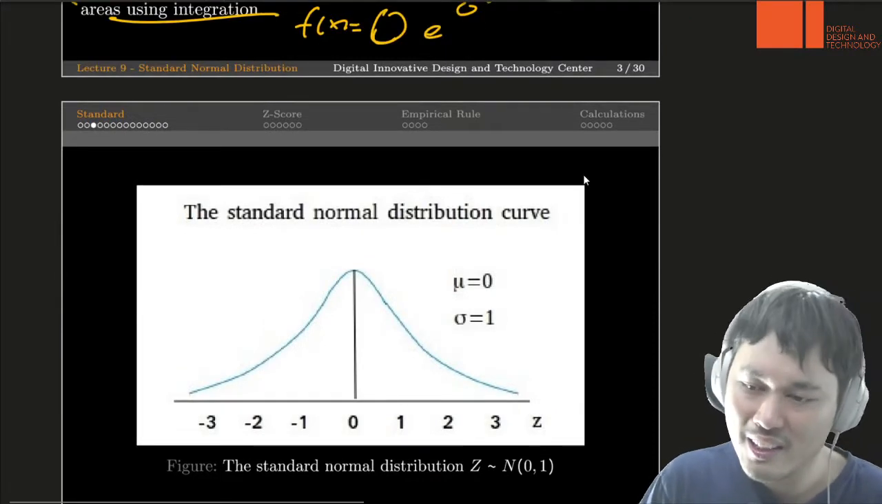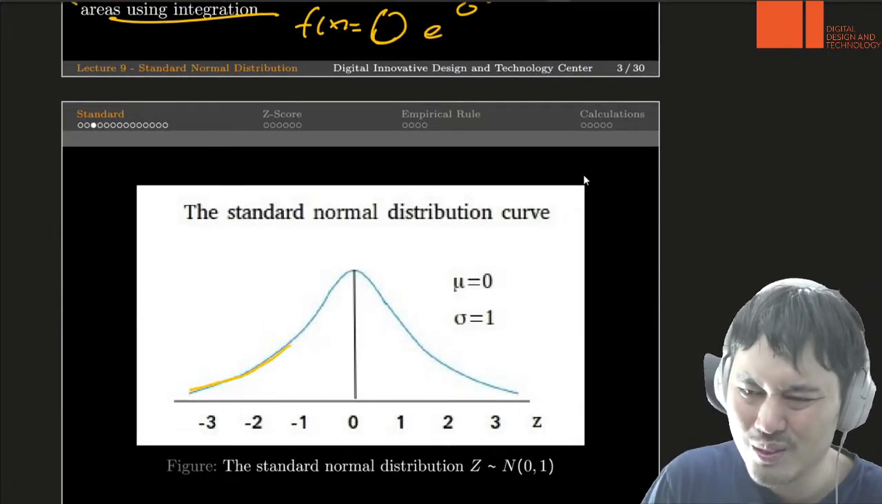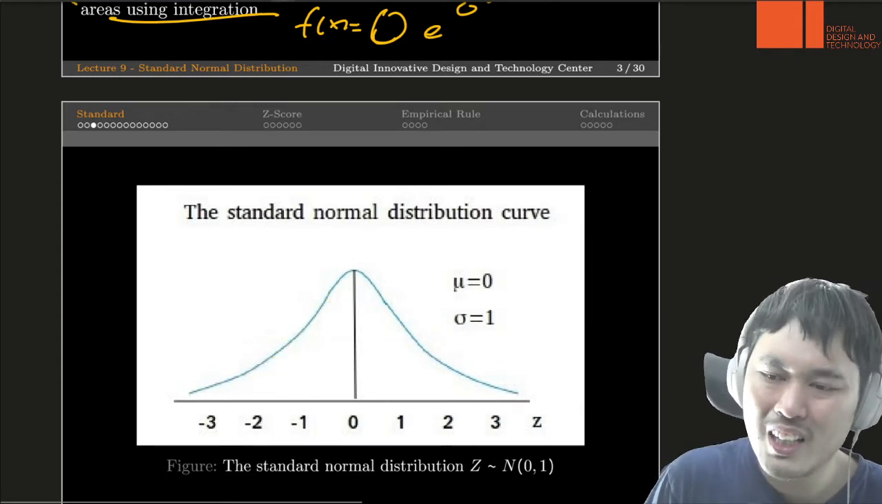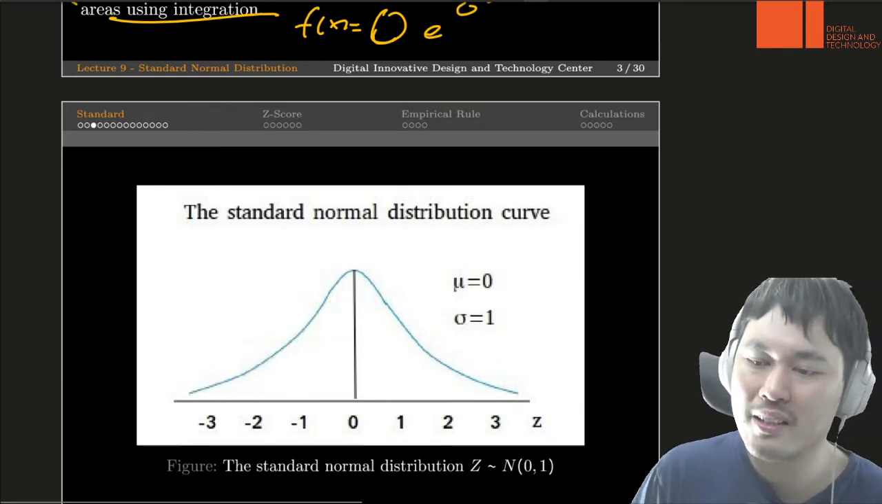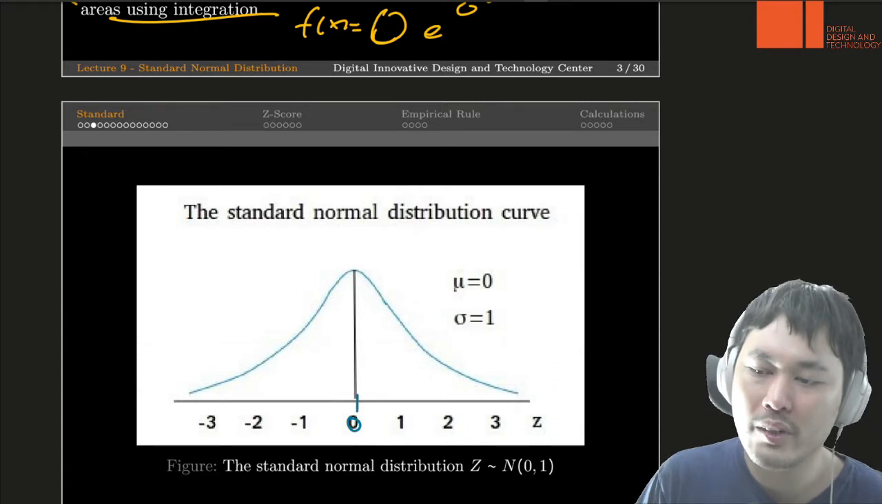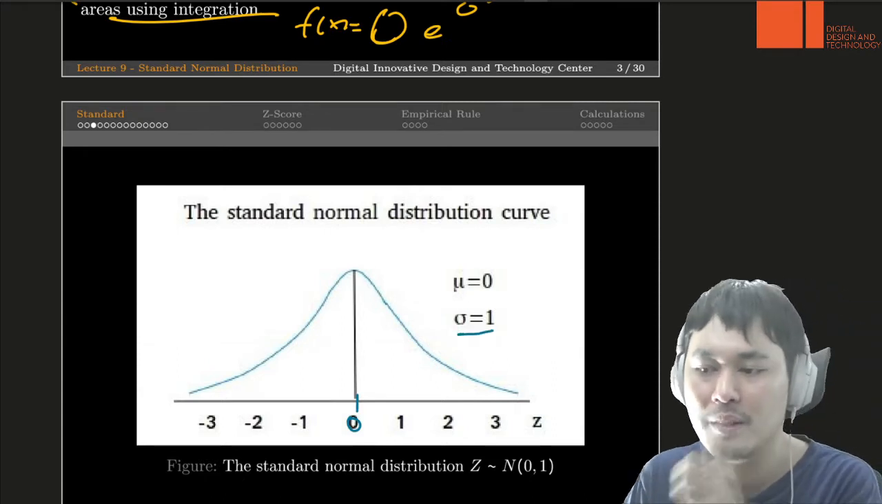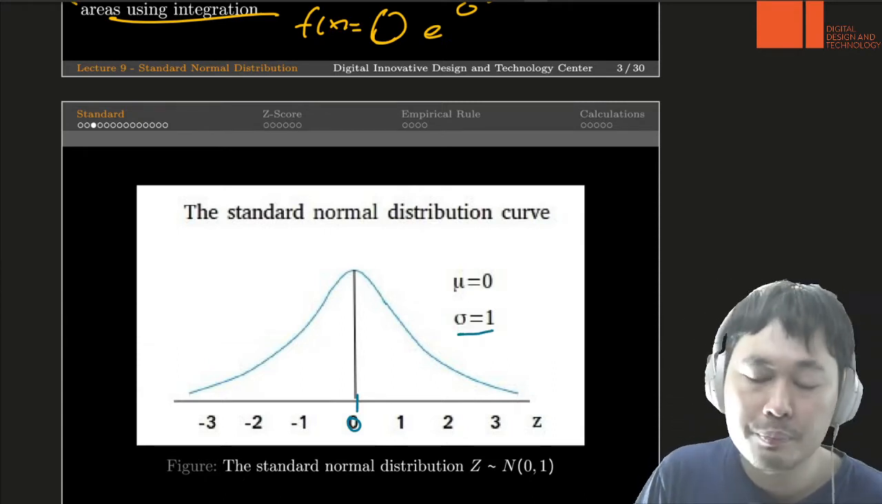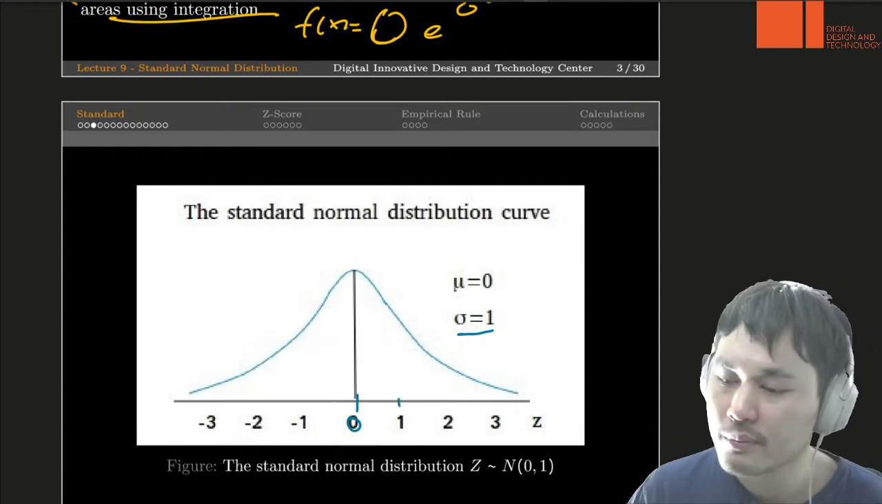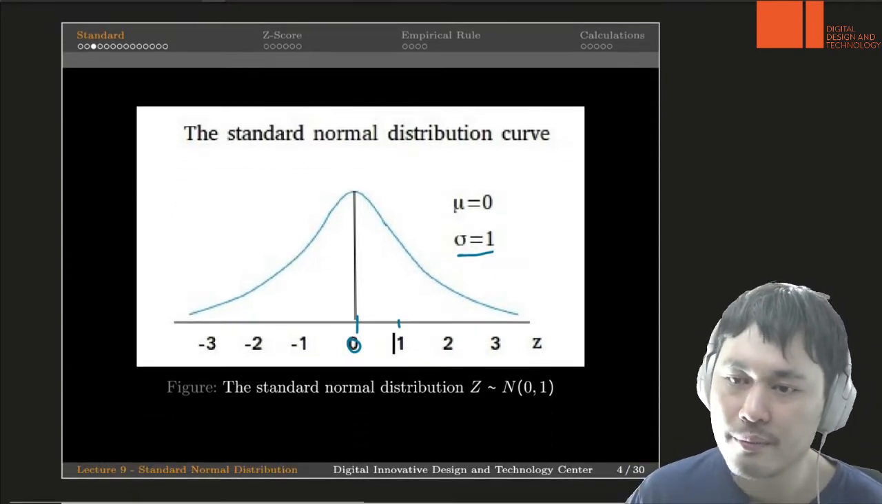So yes, the curve will look like that. It's not going to be exactly that, but it's going to look like that. The center is 0. Sigma is 1. Sigma is not hard to see here, but you will see sigma in one moment. It should look something like that.